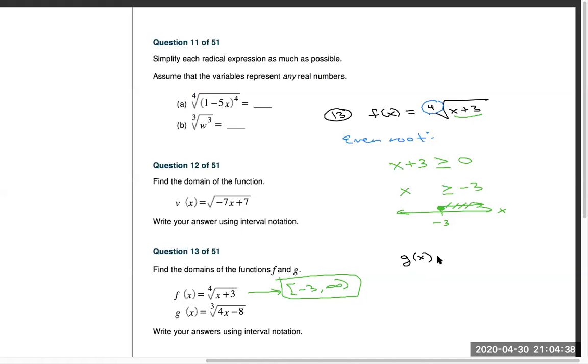Now with g of x equals cube root 4x minus 8. Remember, it doesn't matter if the radicand is positive or negative or 0, you will still get a real valued number out. Okay, so cube root of negative numbers would be negative. Cube root of positive numbers will be positive, and cube root of 0 will be 0. So you do not have a denominator to worry about. You don't have an even root. That automatically means you have negative infinity to infinity for your interval domain.